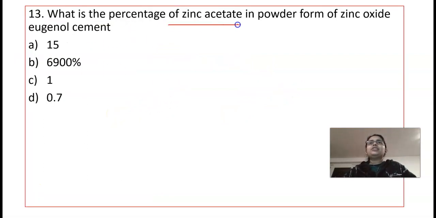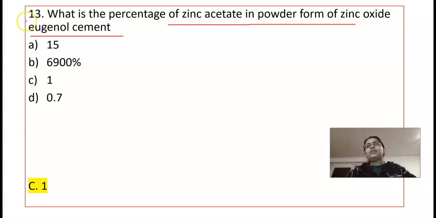Then what is the percentage of zinc acetate in powder form of zinc oxide eugenol cement? You know that question comes from the dental products. You have a chapter in pharmaceutical inorganic chemistry, and zinc eugenol cement is very important. So you should know what is the percent of zinc acetate here. So the 1 is the correct answer. 1% zinc acetate in powder form of zinc oxide eugenol, that is 1%.